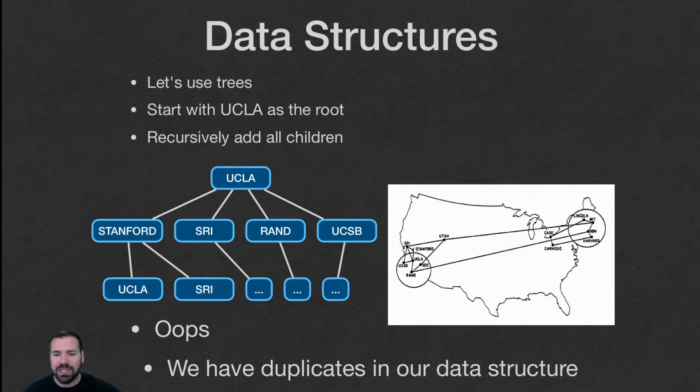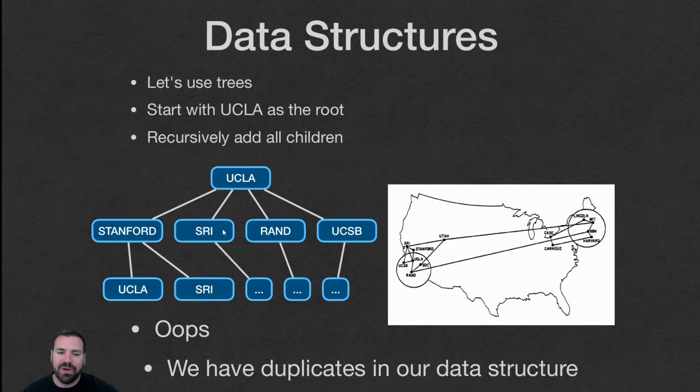And then for all of its children, instead of just being a binary tree, let's make this a tree where nodes are able to have as many child nodes as they want. So UCLA is connected to Stanford, SRI, UCSB, and RAND. So let's have UCLA's child nodes be those nodes to which it's connected. Seems like a reasonable thing to do to start.